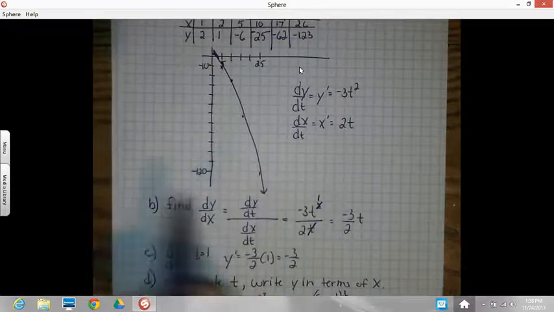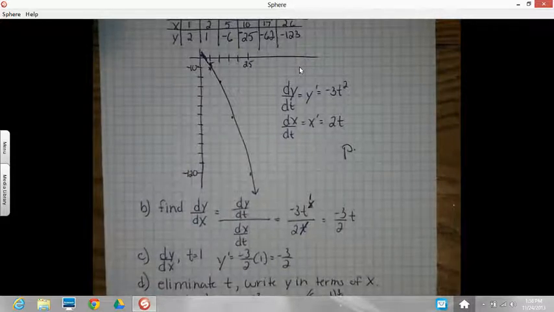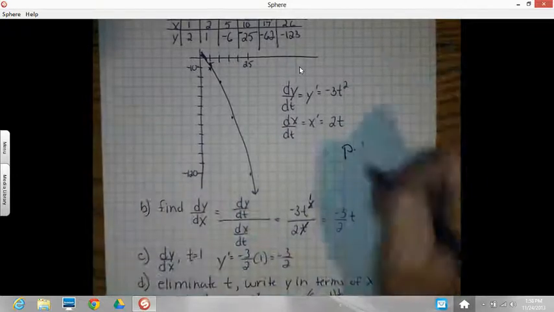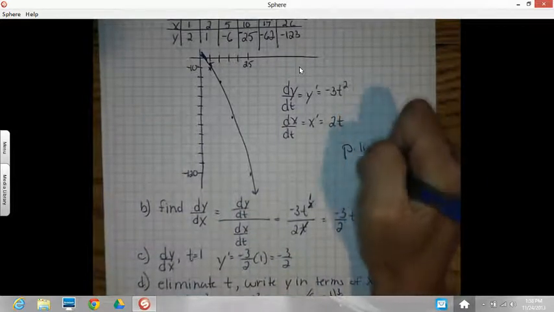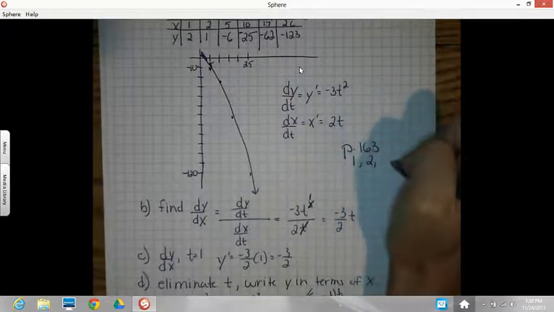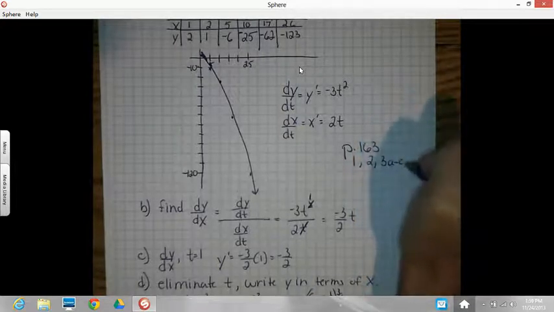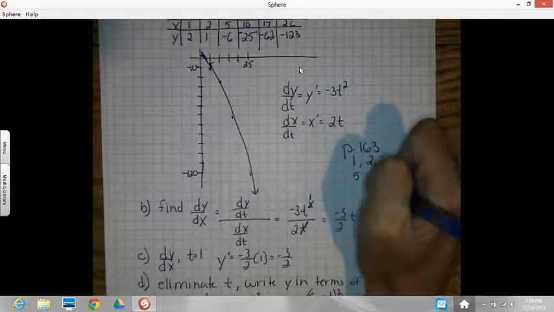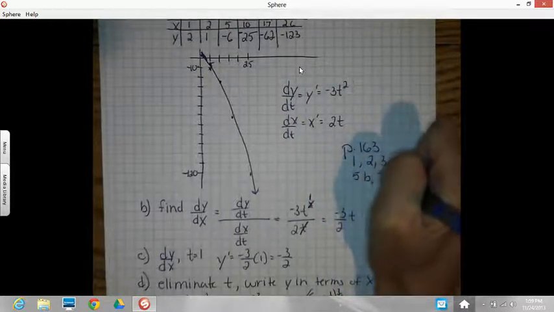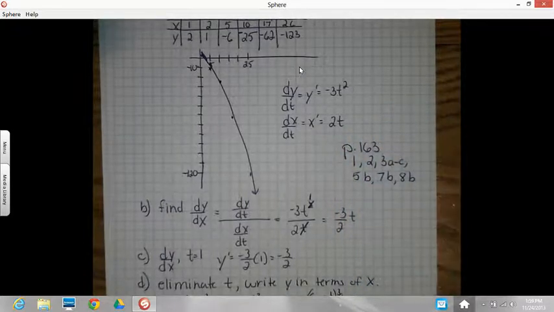So your homework is going to be, what page? I don't know. Hold on. 163. 1, 2, number 3, parts A through C only. 5, B, 7, B, and 8, B. So that's it.